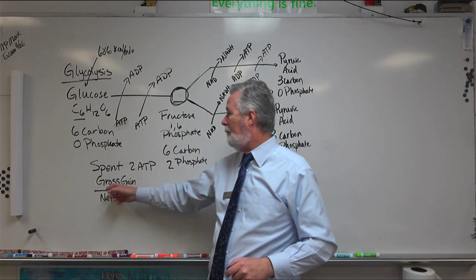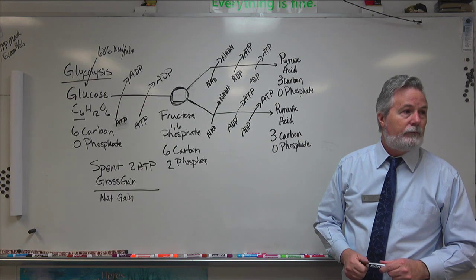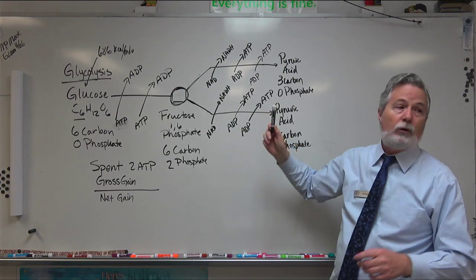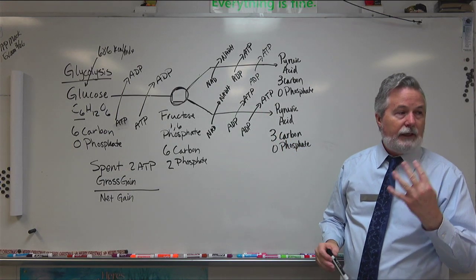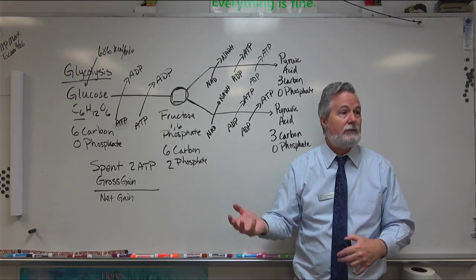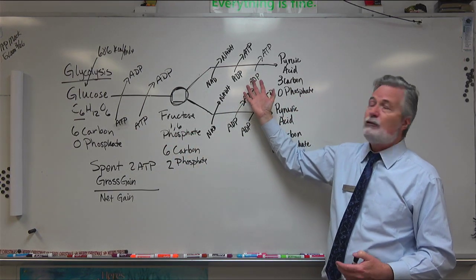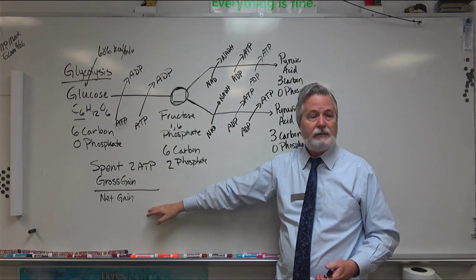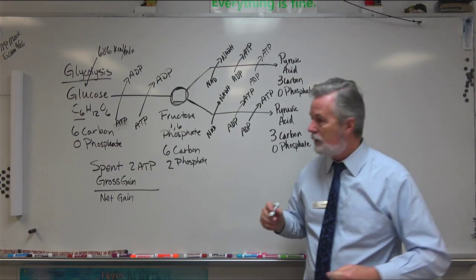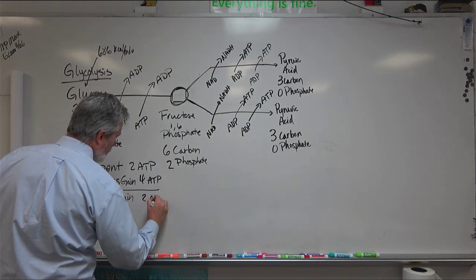So I spent 2. How many did I gain total? How many should I get total ATP? Total gain. 4. See, I was going to get 4 total, but I can't give you 4 total, right? I can't give you $10 total because somebody has to go for taxes. We spent 2, but we gained 4. So how much did we net? 2. We net 2. Do you understand the difference between gross and net now? So we gained 4 and we net 2.